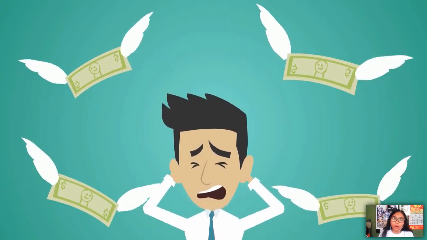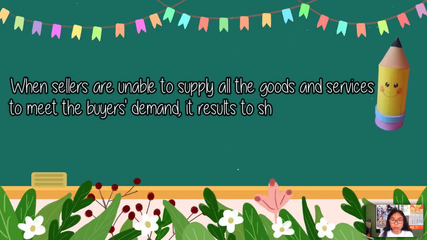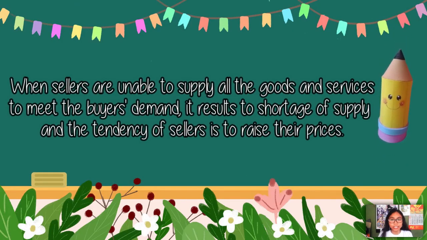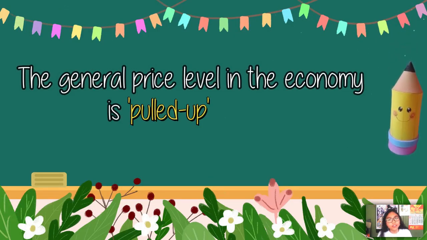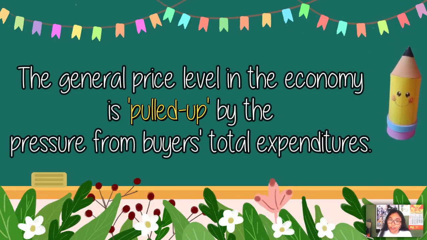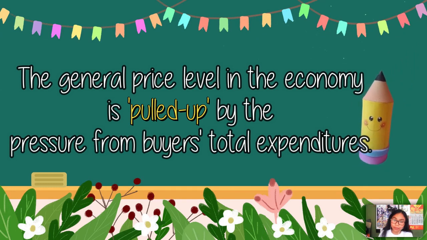We already know that when sellers are unable to supply all the goods and services to meet the buyer's demand, it results in a shortage of supply, and the tendency is the sellers will raise their prices. In short, the general price level in the economy is pulled up by the pressures from buyers' total expenditures.